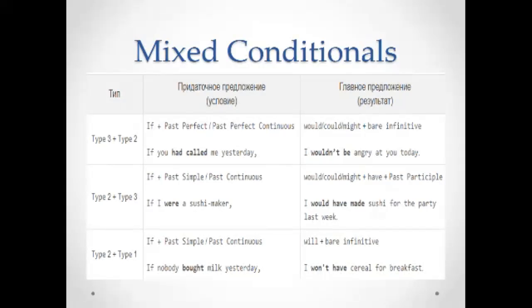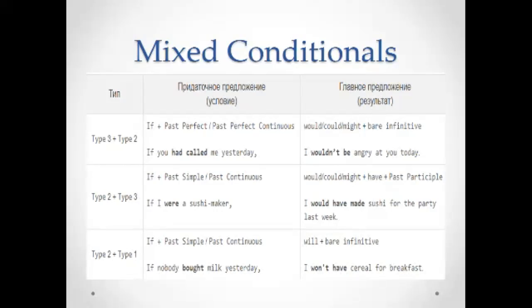Type 2 plus type 3. If plus past simple or past continuous, subject would, could, might have plus verb 3 (-ed). If I were a sushi maker, I would have made sushi for the party last week. Егер мен sushi maker болғанымда, мен сушиді өткен аптадағы кешке істеген болар едім. Демек, бұл if I were деген past simple, значит type 2 plus would have made, type 3.